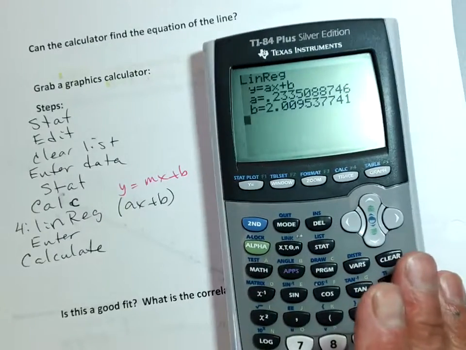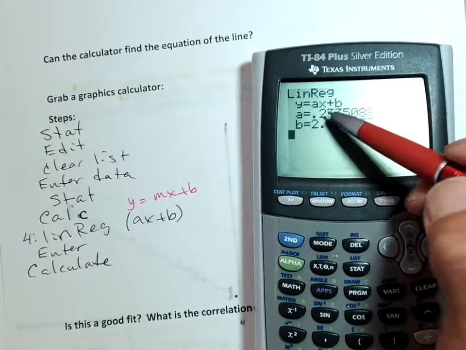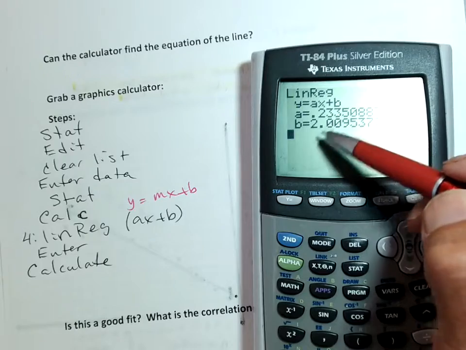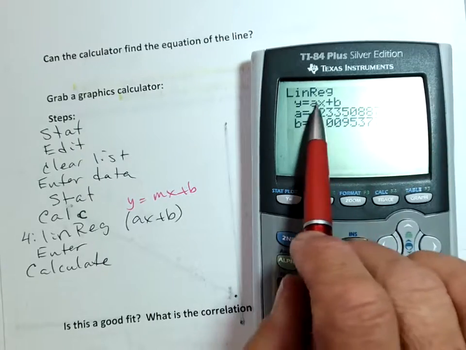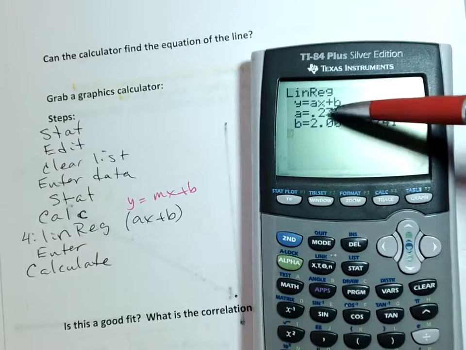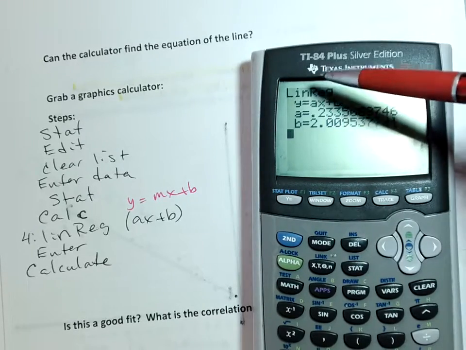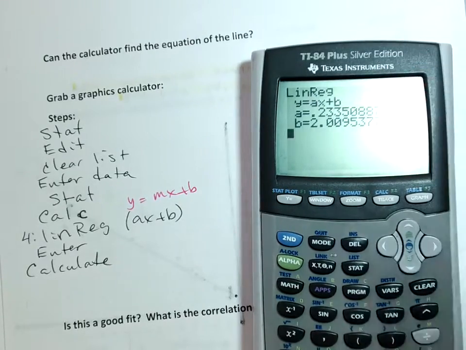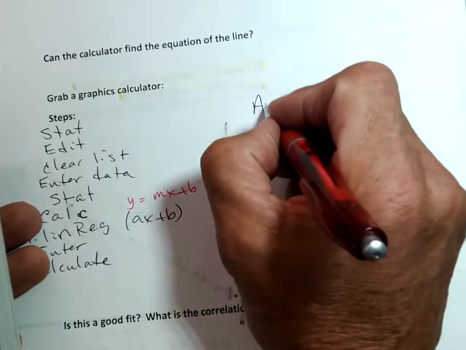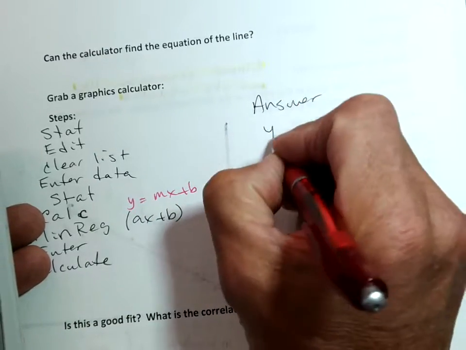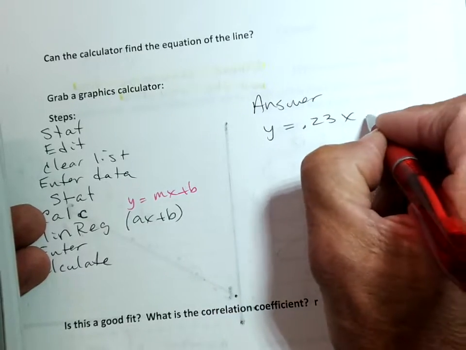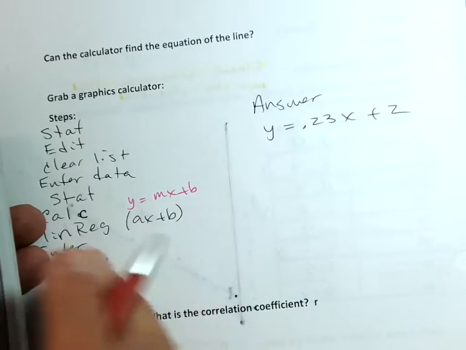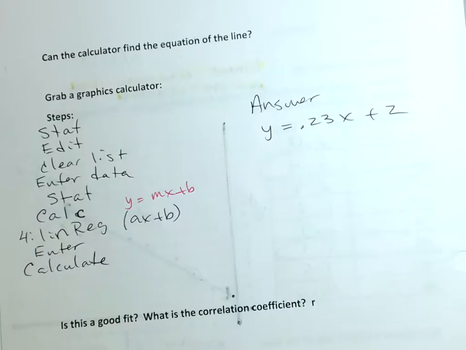So here's what we got. A is 0.23 and B is 2. So here's our equation. They give us y equals ax plus b. So we take our 0.23 and put in for A. Does that make sense? We take our 2 and put in for B. So here's my answer: y equals 0.23x plus 2. All right? We'll fix yours later, okay?